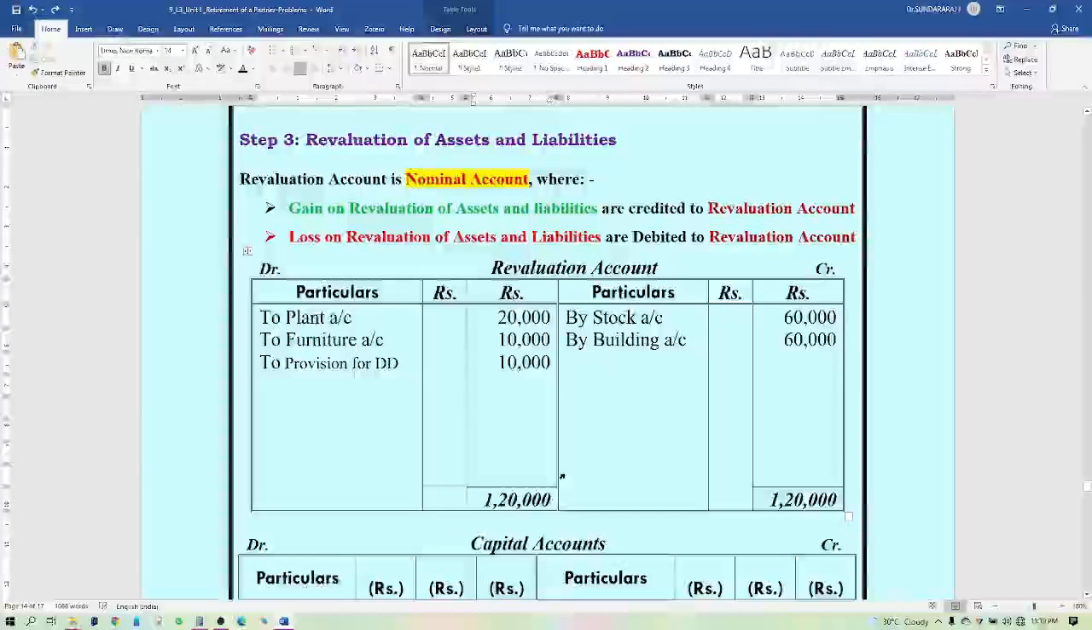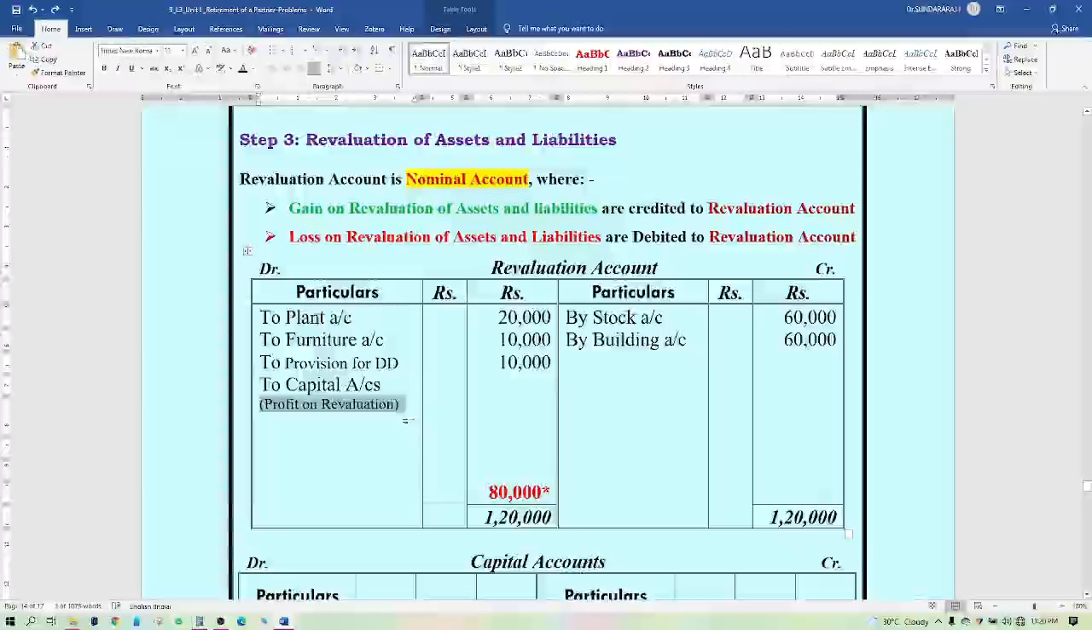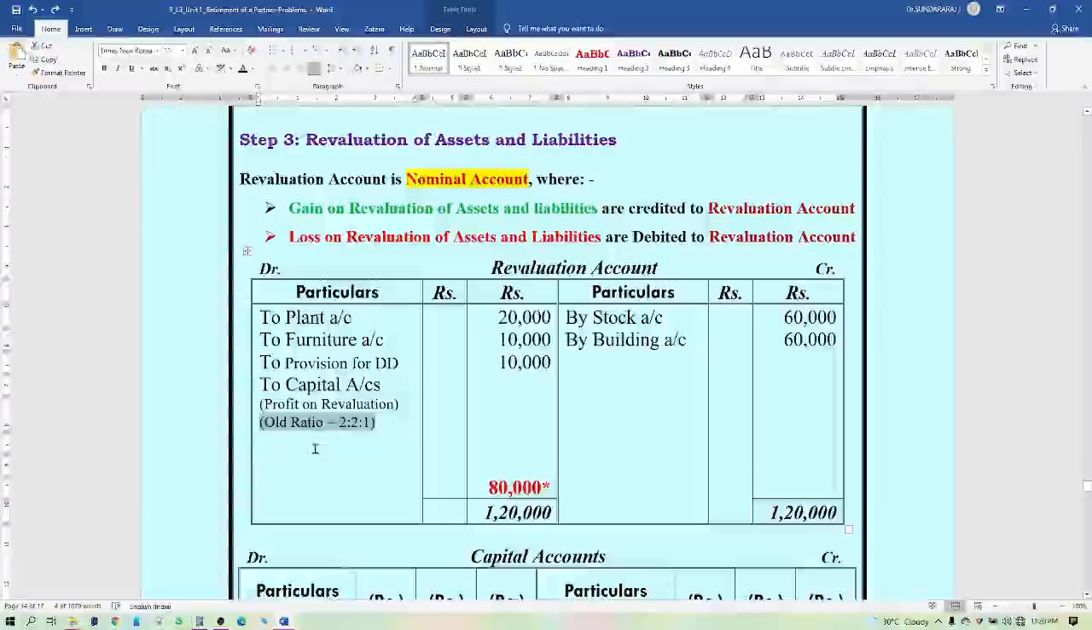That means the profit on revaluation, 80,000, is the balancing figure, which is to be shared by the old partners. That means all the partners, including the retiring partner, in the old ratio. Therefore, we have to post it to the capital accounts, being the profit on revaluation, in the old profit sharing ratio of 2:2:1 among the old partners Nagaraj, retiring partner Srimati and Taufik.